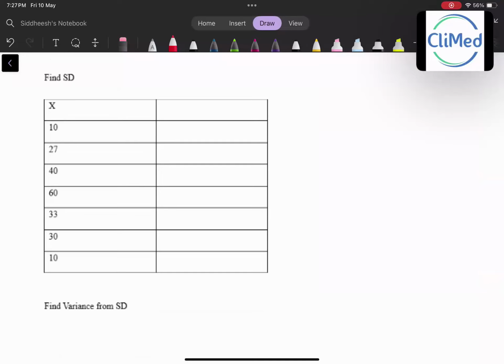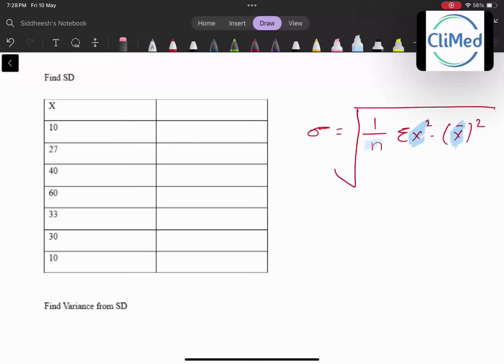So the simple formula to calculate the standard deviation is what? This is the symbol for standard deviation. The formula is the square root of 1 by n summation of x square minus mean square. Very simple. So here we focus on x square, the mean value and the n value. If you can find these three values, we are able to get standard deviation, and also the variance. So let's solve it.